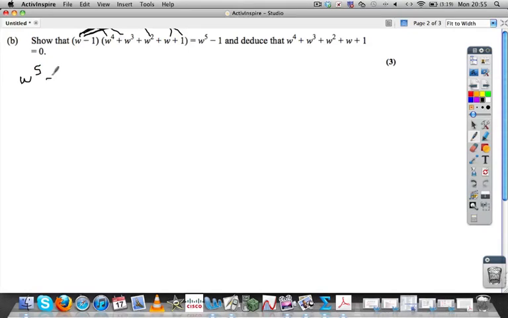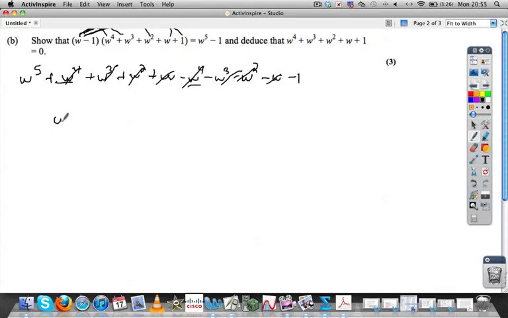w to the power 5 plus w to the power 4 plus w cubed plus w squared plus w, and then we're going to subtract w to the 4, subtract w cubed, subtract w squared, subtract w. What did I forget? Yeah, subtract 1. Good. And collecting like terms, the w to the 4s are going to disappear, w cubeds are going to disappear, w squareds are going to disappear, w's are going to disappear, and easy enough, we get this, which is what we want.